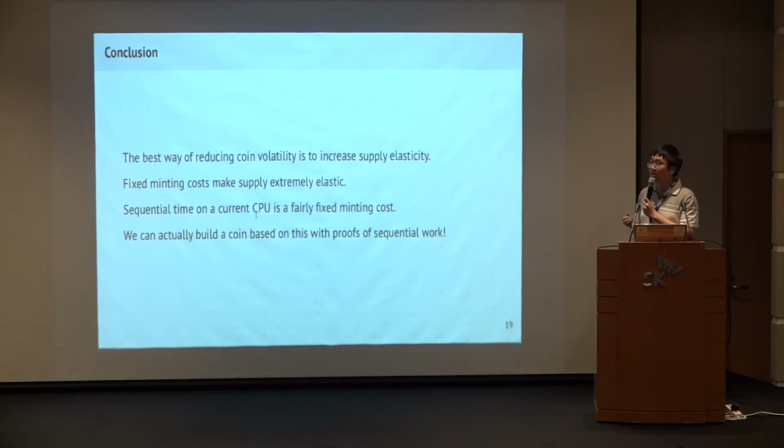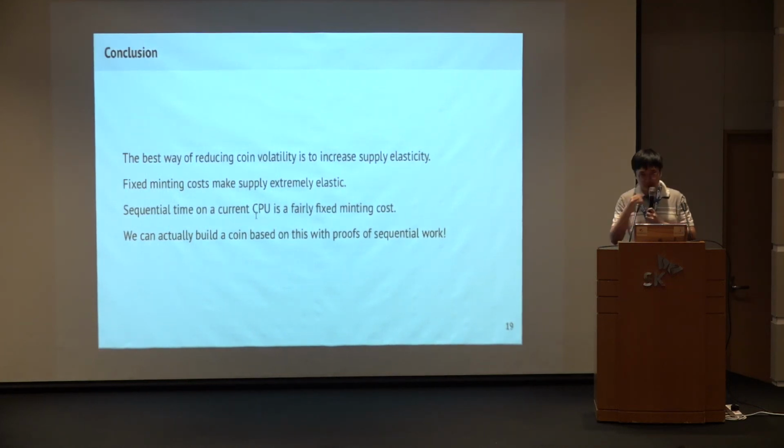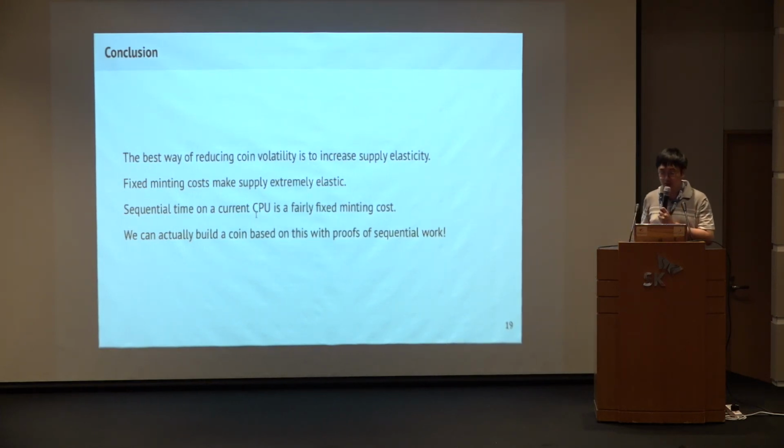So in conclusion, we believe that the best way of reducing coin volatility is not through a central banking pegging mechanism, but to simply increase supply elasticity. And fixing the cost of minting to something that is stable over time is a really good way of making supply elastic. Empirically, sequential time on a current CPU is a very fixed cost. And through the rather new primitive of proof of sequential work, we can actually build a coin on this concept.